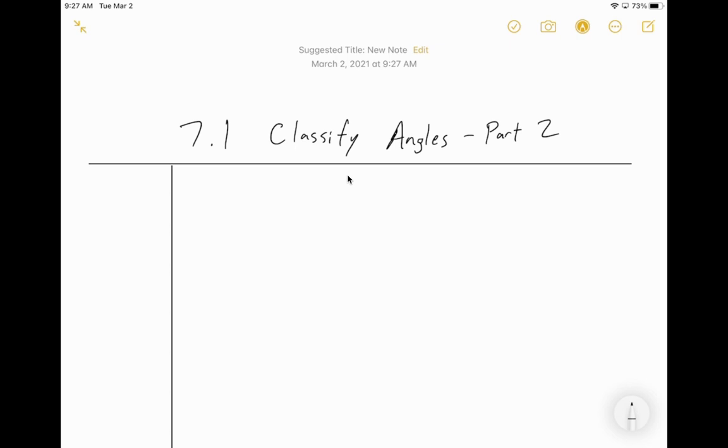Okay, the first one is, write this down, please. Vertical angles. Okay. Vertical angles. And these are angles that are directly across from one another, okay? Directly across from one another. And we're gonna look at a bunch of examples for this, okay?